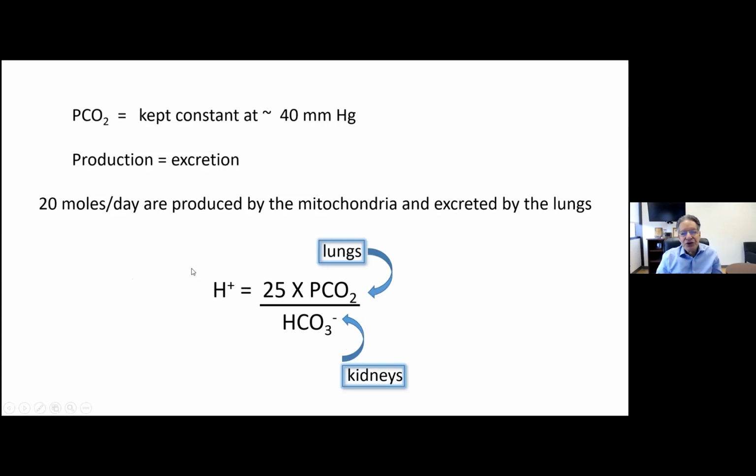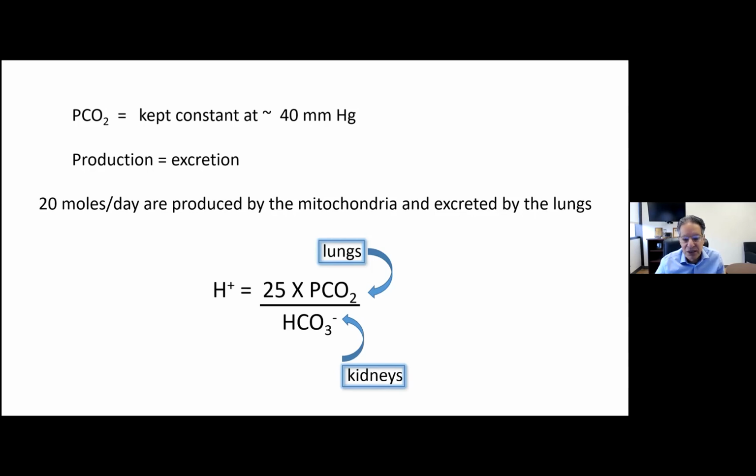Now, just looking at those numbers in more detail, the PCO2 is kept constant at around 40. And that's like everything else that we deal with in nephrology. The input and the output are equal. Here we're dealing with a production and an excretion from the body.